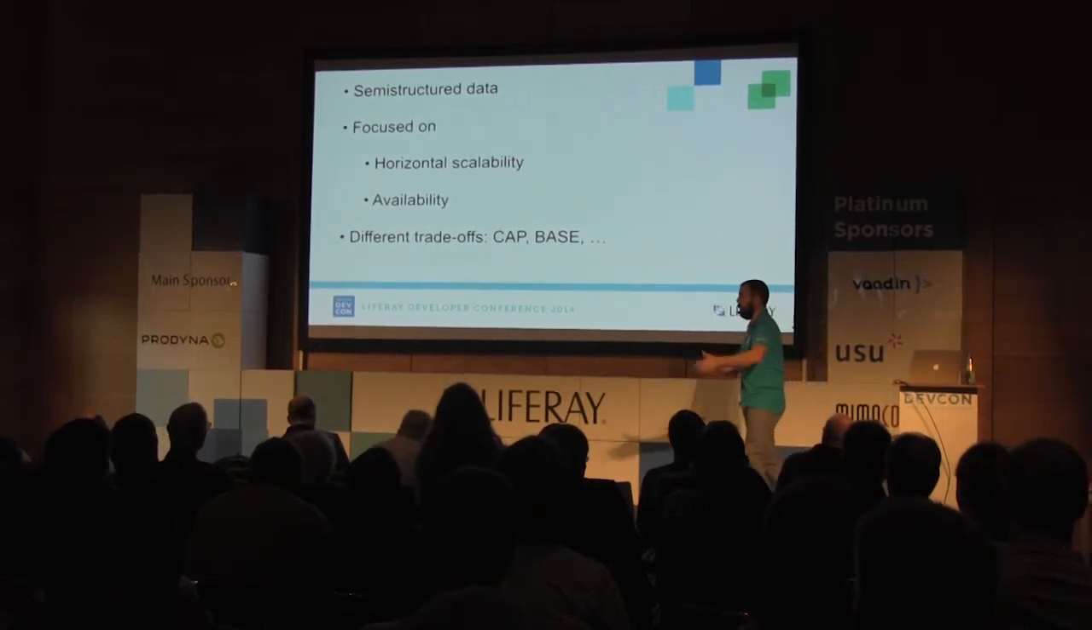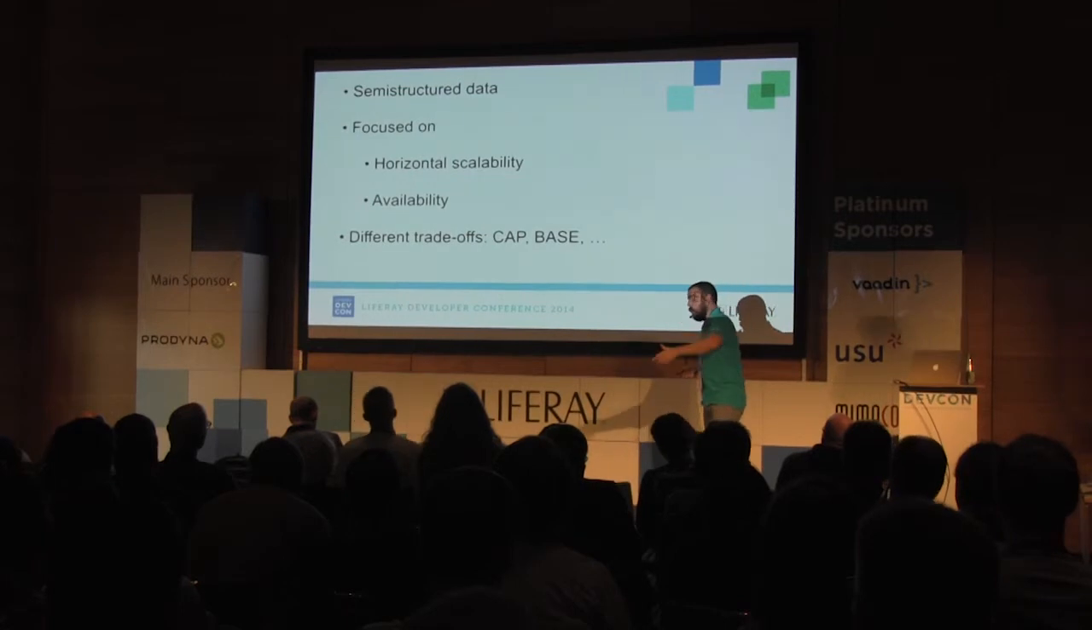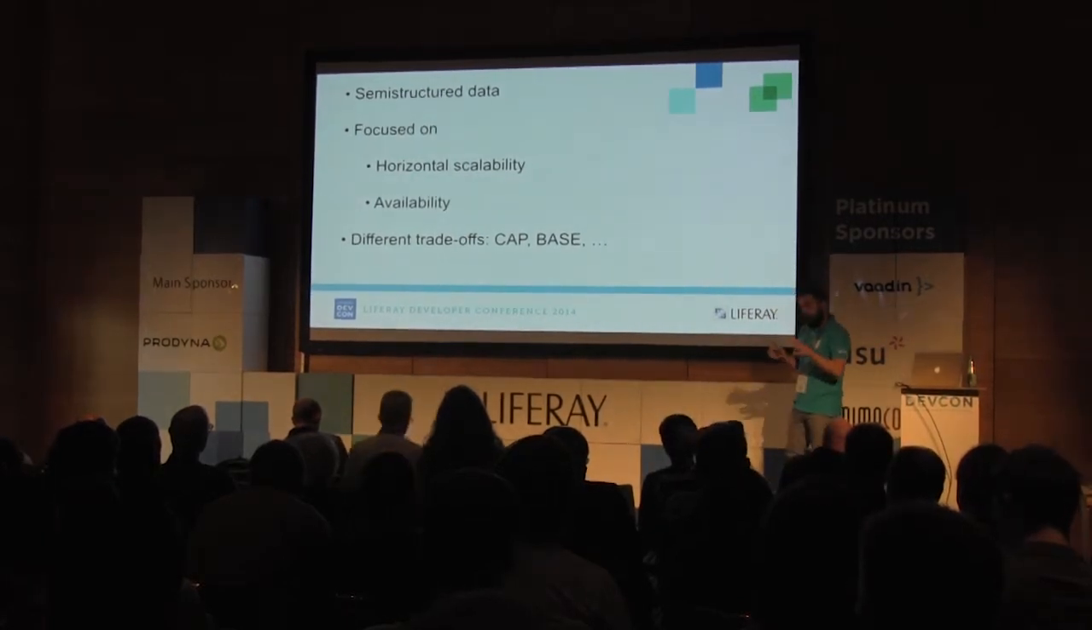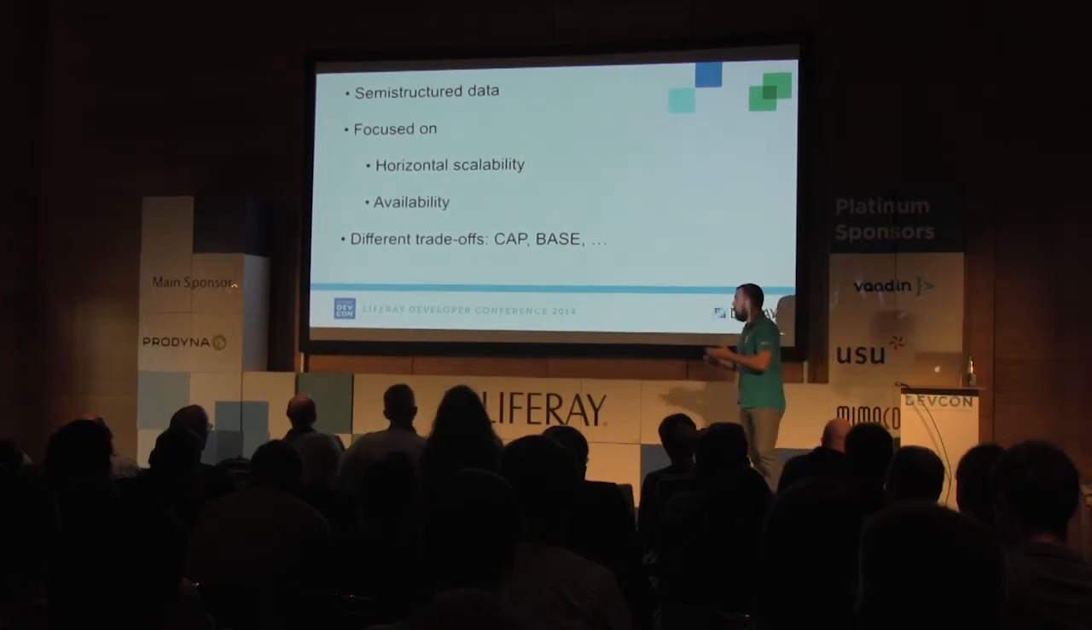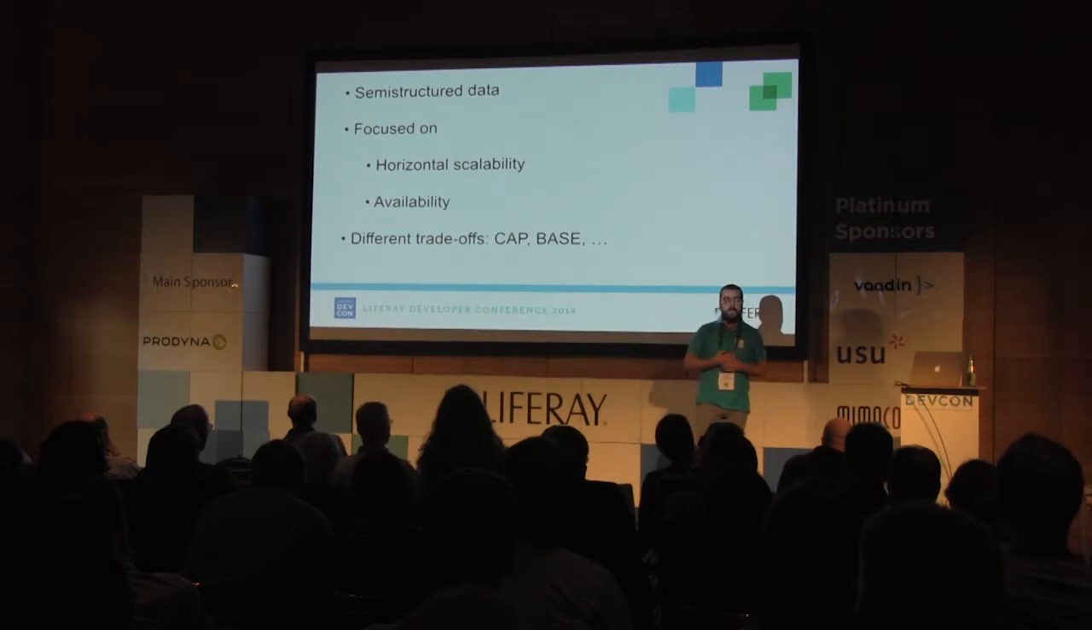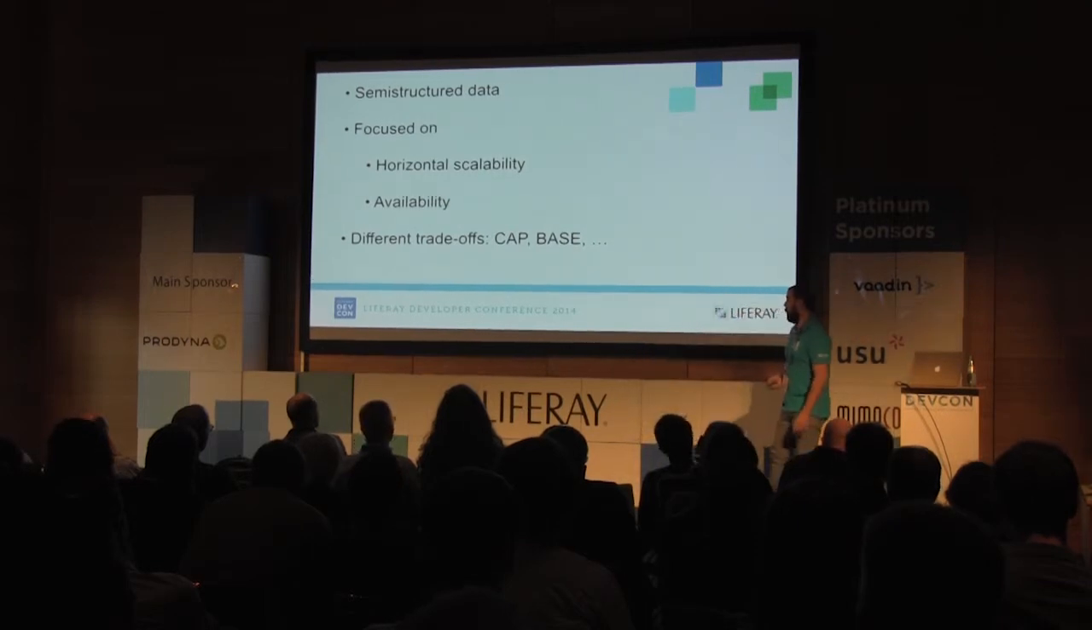They are not focusing anymore on ACID. They are focusing on horizontal scalability. They are focusing on semi-structured data. So they have made different trade-offs. And storing data in this kind of databases, like, I guess all of you already know Cassandra, MongoDB, Riak, whatever. Maybe you are already using some of these.